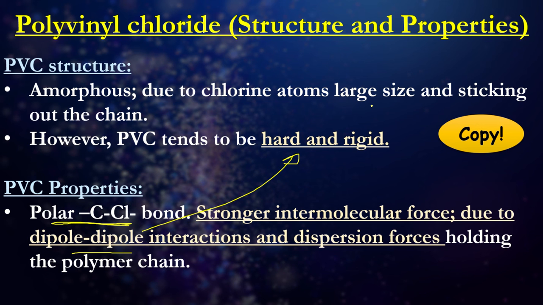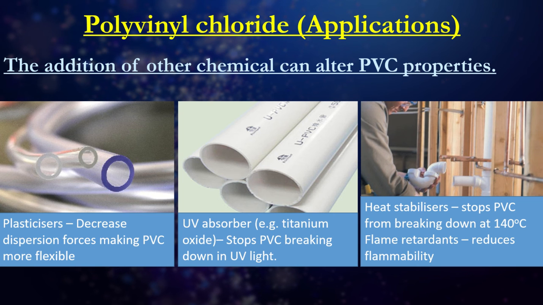So let's just continue on. So in terms of applications, you can actually see these are very rigid structures, rigid types of plastics that we have. Okay, so if we decrease the dispersion forces between the PVC, we get these nice little tubes that are a little bit more flexible.